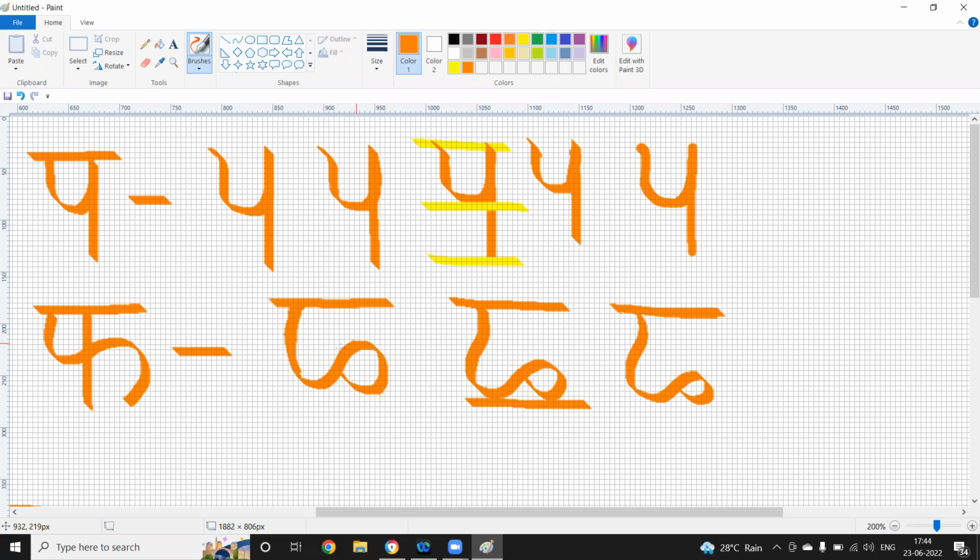Ma'am, the first one and the third one are different. In the first one, you made a notch at the beginning. Yes, in the first one and the third one, these are the variations I'm showing, because usually you will see in our reference material that PO is written like this.